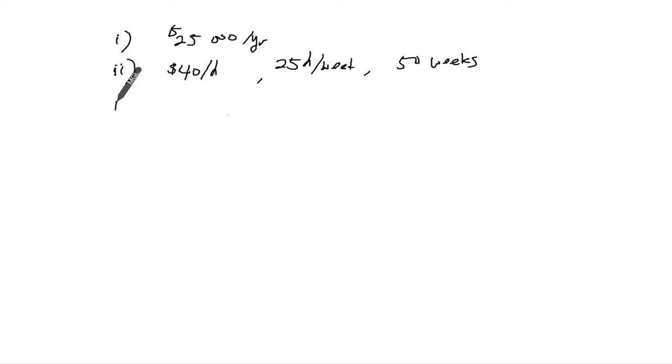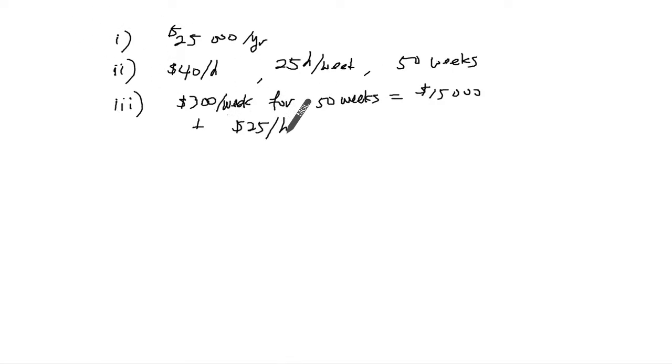Okay, and the last option is 300 per week for 50 weeks. Okay, so that's actually a fixed cost. That's 300 times 50, that's 15,000. Okay, plus 25 per hour at max of 25 hours per week.